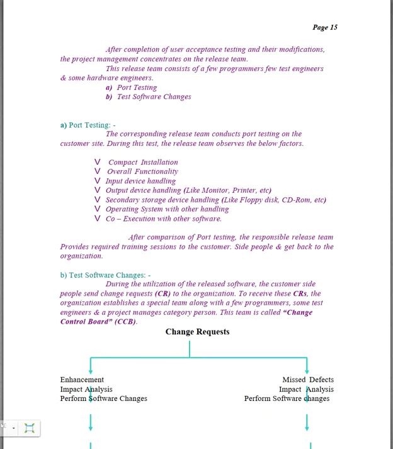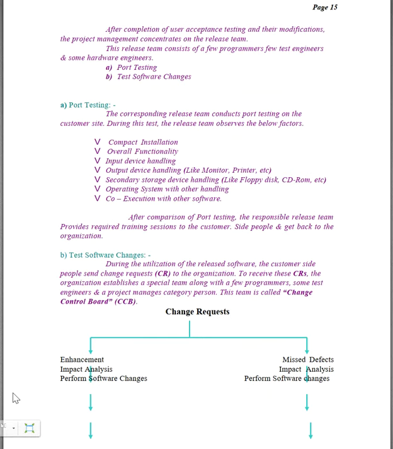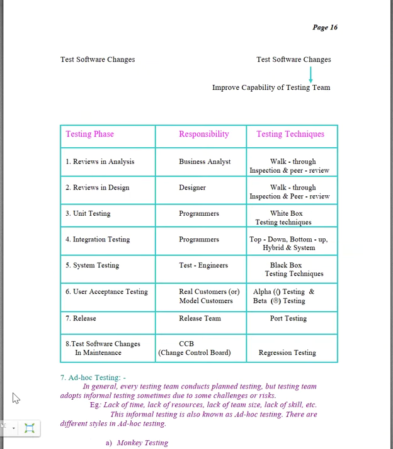Then test software changes. During the utilization of the released software, the customer side people send change requests to the organization. To receive these CRs, the organization establishes a special team along with a few programmers, some test engineers, and a project management category person. This is known as the change control board. The change request can be an enhancement, some analysis after defects or impact analysis, then some software changes, and also it can be some missed defects. Based on the missed defects there will be impact analysis and then the software changes.